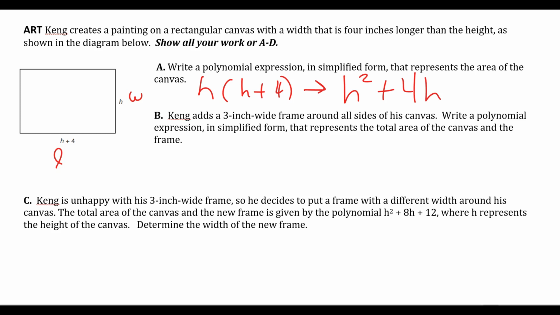All right. King adds a 3-inch wide frame around all the sides of the canvas. Write a polynomial expression in simplified form that represents the total area of the canvas and the frame. So he's adding a frame to go around the canvas. It's the same 3 inches around.